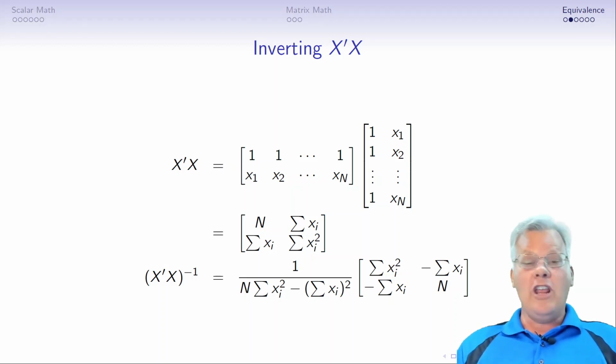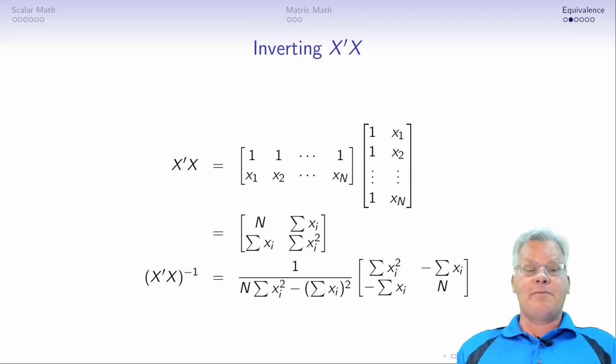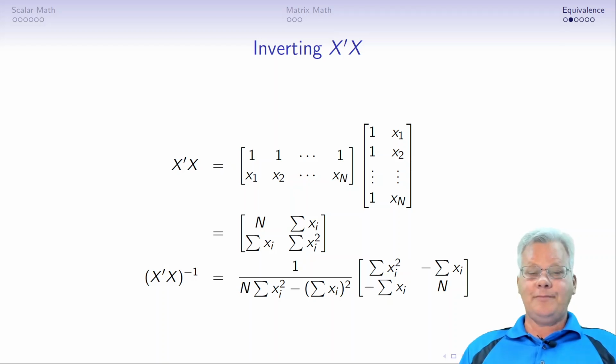So when I apply the formula for inverting this matrix to this particular example, I get x prime x quantity inverse is equal to 1 over n times the sum of the xi squared minus the sum of the individual x's quantity squared, times this reordering of the elements. Okay.